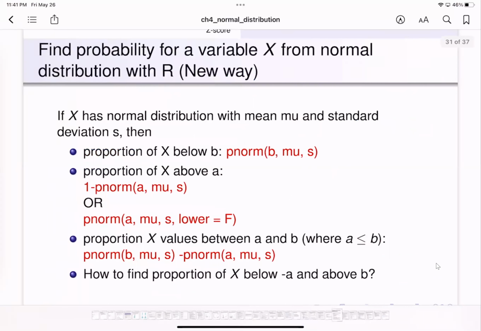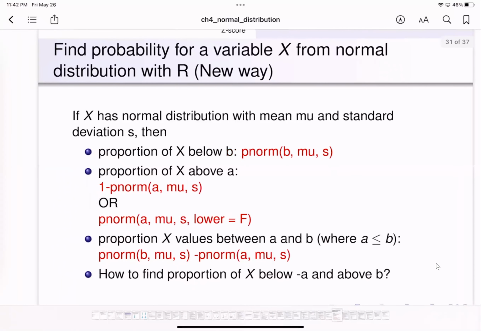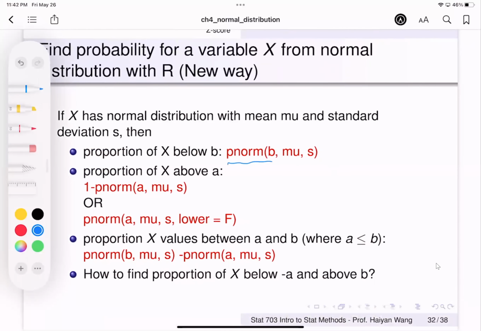For other normal distributions, where the mean is mu and the standard deviation is sigma, it's inconvenient for me to write mu or sigma in our code. I'm just going to spell mu as mu, and the standard deviation sigma I will just write as s. So the proportion of x values below b can be computed in R with pnorm b here. So that's the command. You copy this part.